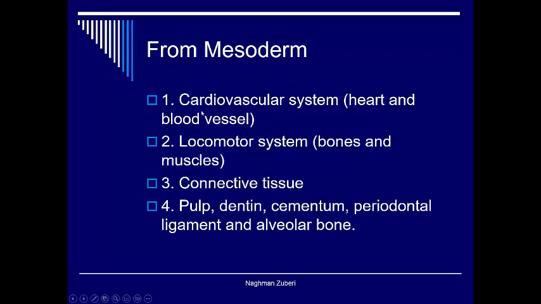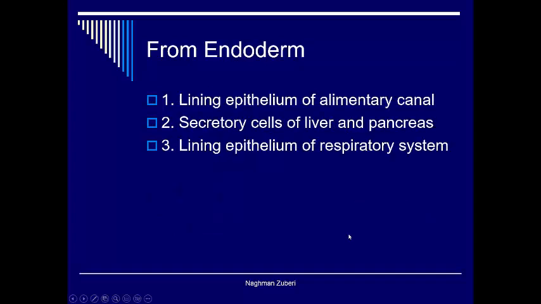From the mesoderm, cardiovascular system, heart and the blood vessels, locomotor system, bones and the muscles, connective tissues, pulp, dentine, cementum, periodontal ligament, and the alveolar bone. From the endoderm, lining epithelium of the alimentary canal, secretory cells of liver and pancreas, and lining epithelium of the respiratory system develops.